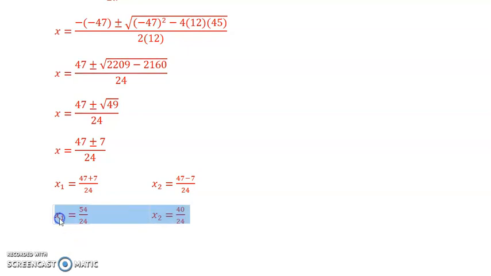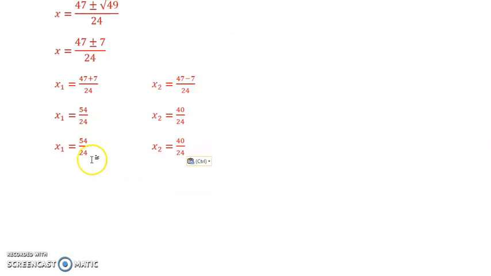And then we'll simplify these fractions, of course. 54 and 24, they can both be divided by 6. So we end up with 9/4 here. And this one can be divided by 8, so we end up with 5/3. And again, I like to leave them as that. You can change them to a decimal if you want, but that is more than okay with me.